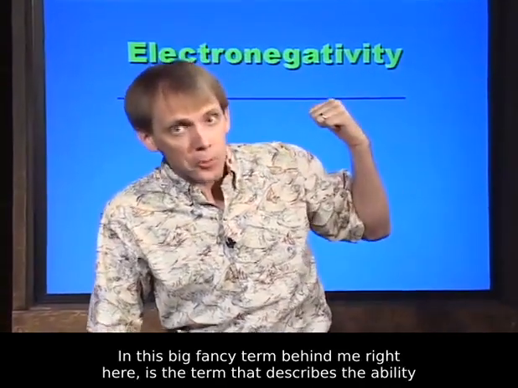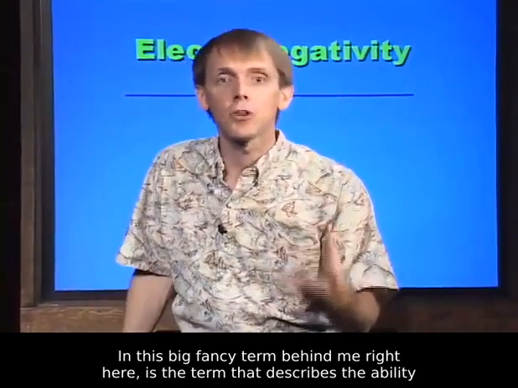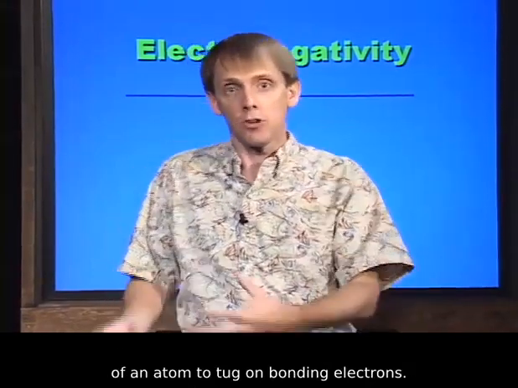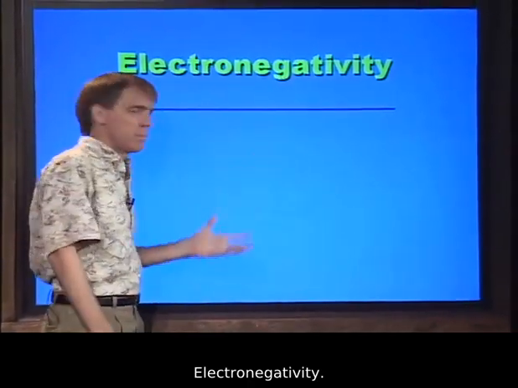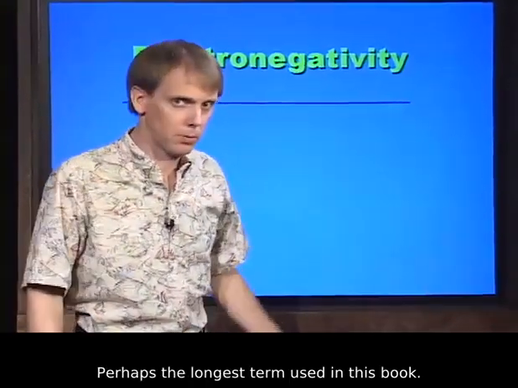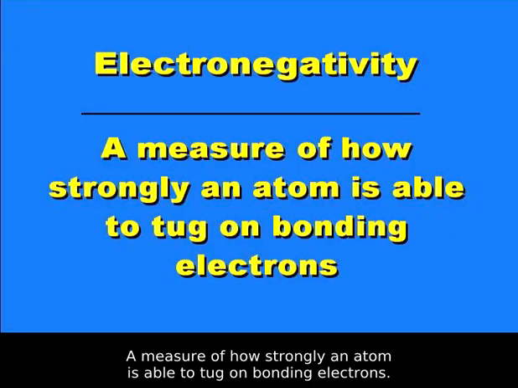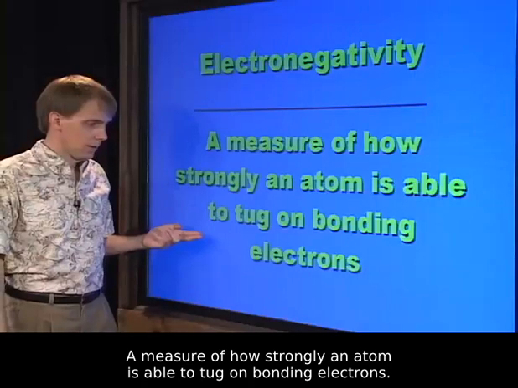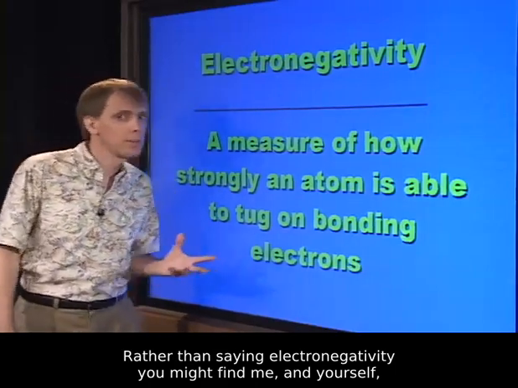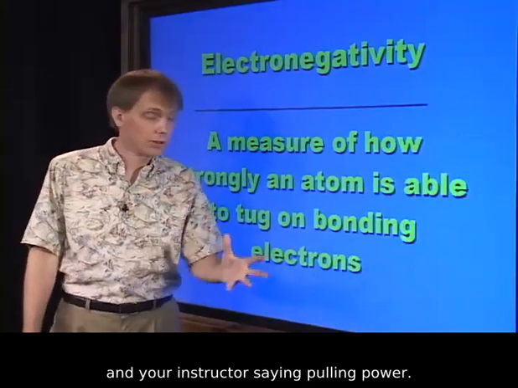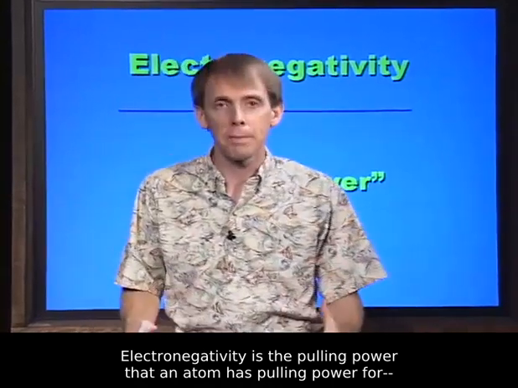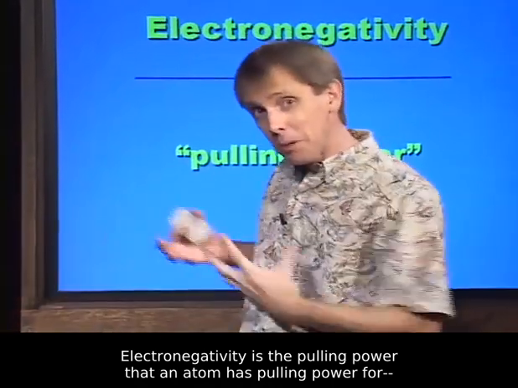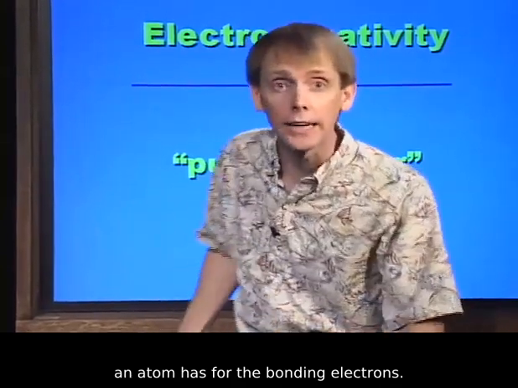And this big fancy term behind me right here is the term that describes the ability of an atom to tug on bonding electrons. Electronegativity, perhaps the longest term used in this book. A measure of how strongly an atom is able to tug on bonding electrons. Rather than saying electronegativity, you might find me and yourself and your instructor saying pulling power. Electronegativity is the pulling power that an atom has for the bonding electrons.